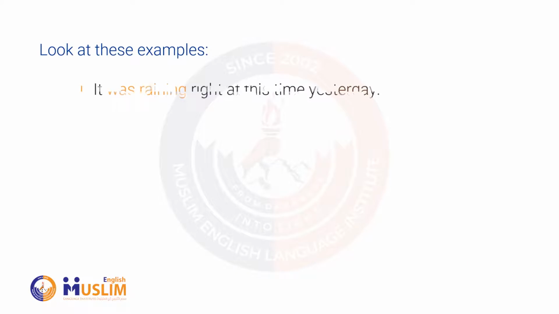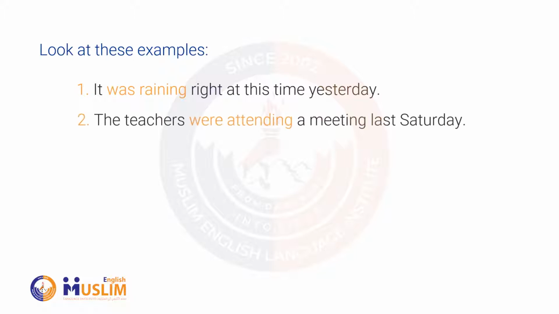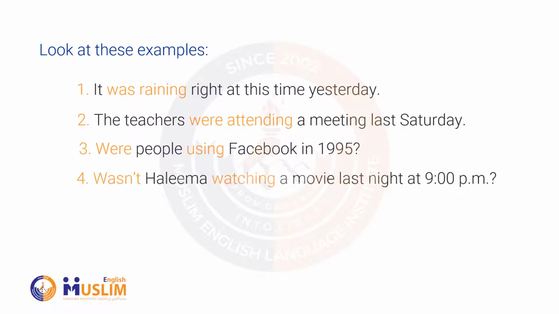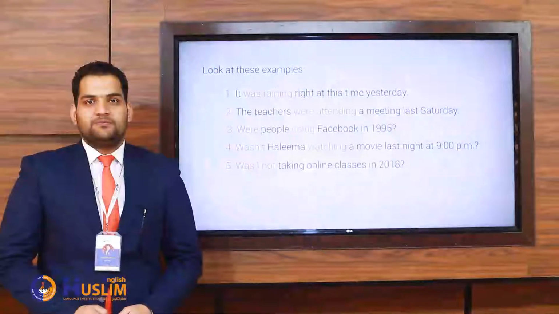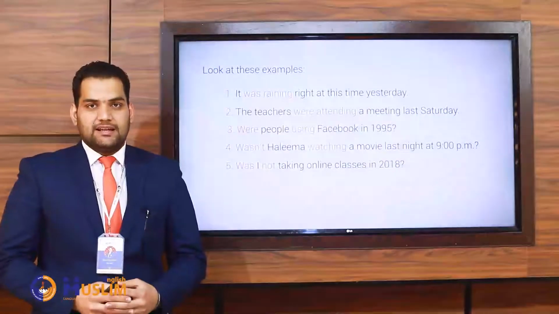Look at these examples. Number 1, it was raining right at this time yesterday. 2, the teachers were attending a meeting last Saturday. 3, were people using Facebook in 1995? 4, wasn't Halima watching a movie last night at 9 p.m.? And 5, was I not taking online classes in 2018? Now I'm sure you have guessed correctly.